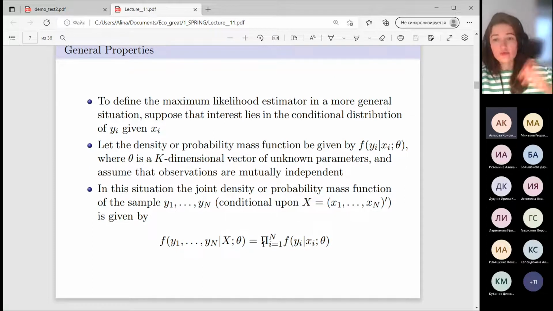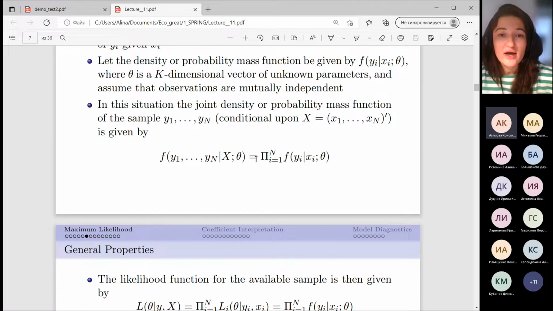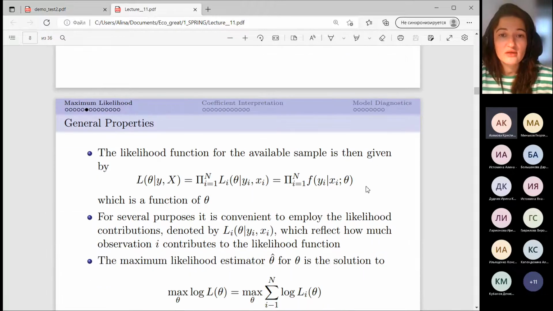If you remember, I hope that you remember that this sign is from the Greek alphabet. Pi means the multiplication. So, in other words, we combine all the individual probability mass functions in the joint density function. What we need to find in this case is this unknown theta parameter. And also we can rewrite this joint probability mass function in this way.